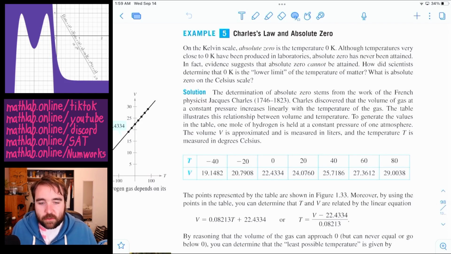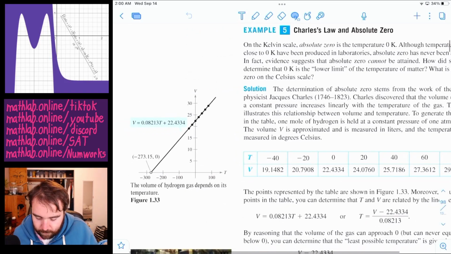Okay, so let's rethink everything that happens. Look how the temperature is getting hotter as you go to the right, and the volume is getting larger. And they're suggesting that it happens linearly. So let's see, from negative 20 to 0, when it goes up by 20, it goes up by about 2. And you see that the next time when it goes up by 20, it goes up by about 2 again. And that seems to be consistent. Okay, that's fair. So the points represented by the table are shown in figure 1.33. Oh, they give us a graph. Cool, very nice.